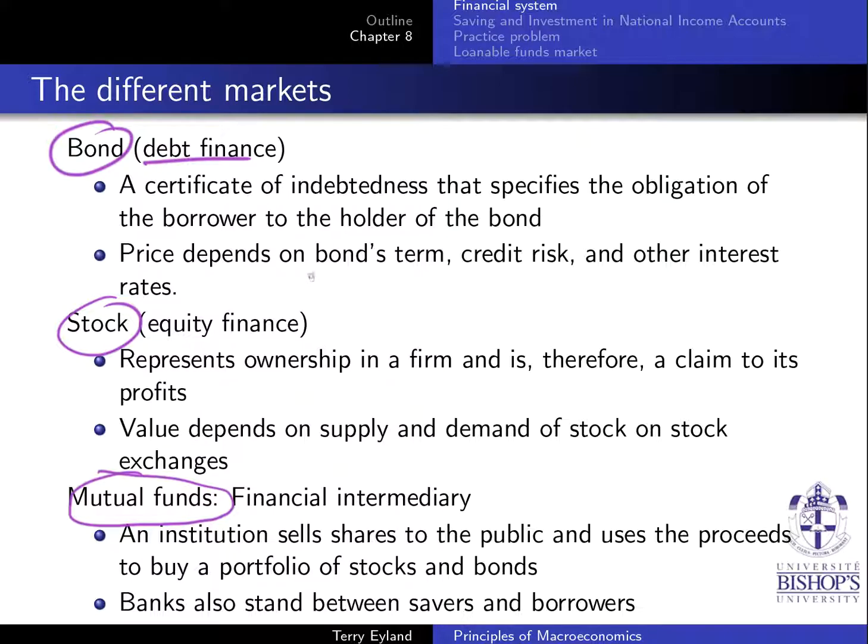In the bond market, which could also be known as debt finance, a bond is a certificate of indebtedness that specifies the obligation of the borrower to the holder of the bond. The price depends on the bond's term, credit risk, and other interest rates. So if we typically think of a bond, a bond is seen as an IOU. IOU is just like I owe you money.